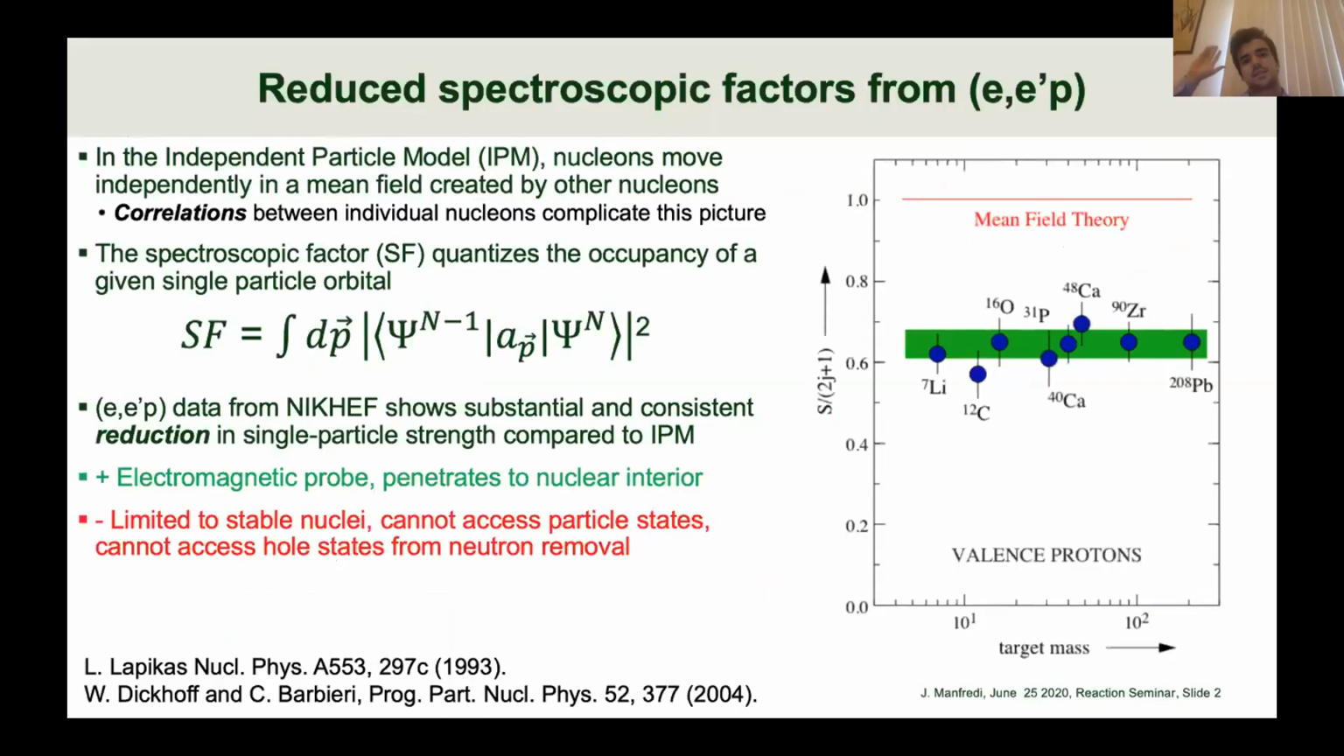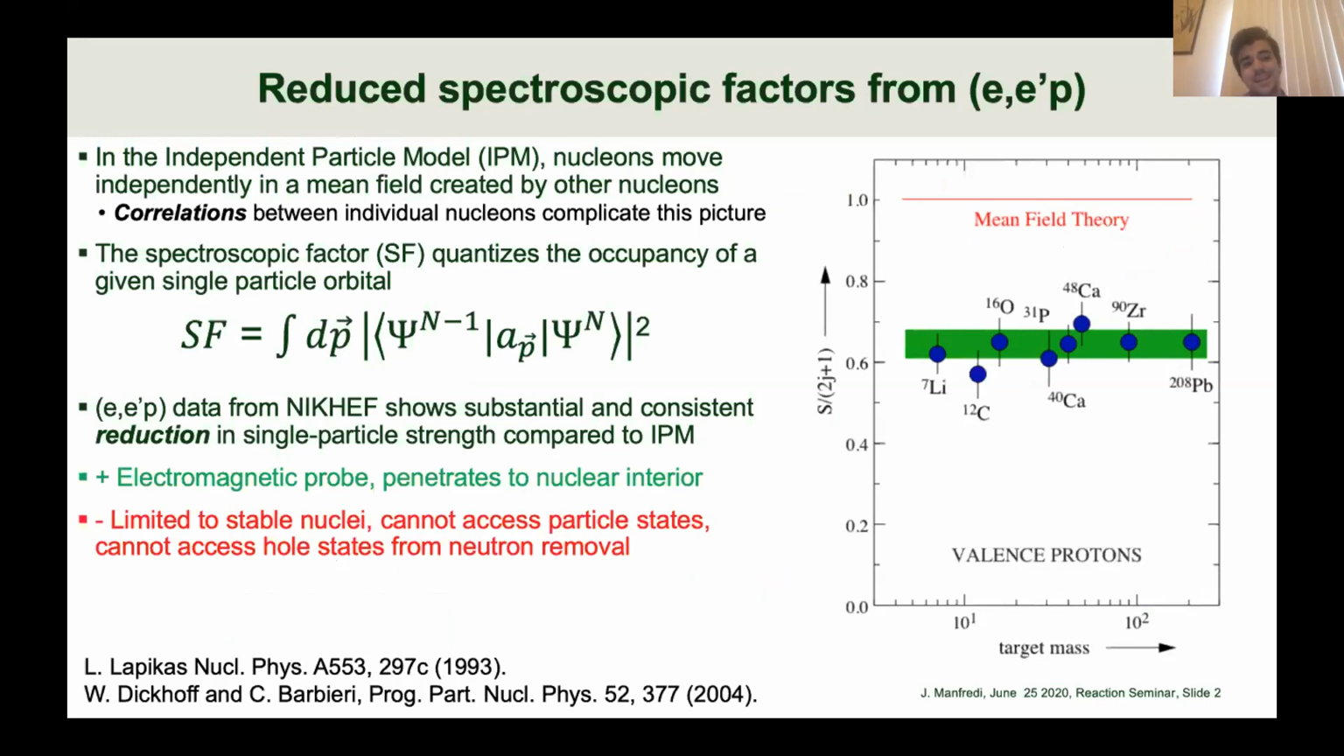So the basics: in the independent particle model, we assume that each nucleon moves independently in some mean field, which comes from the interactions of all the other nucleons, and correlations, either short range or long range, like collective excitations, between individual nucleons can disrupt this picture.